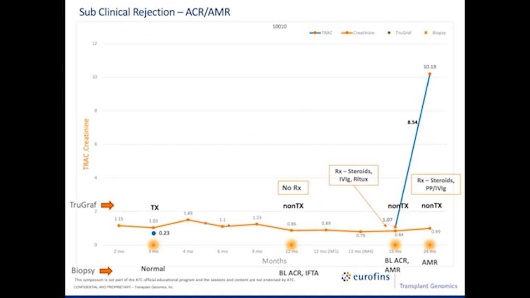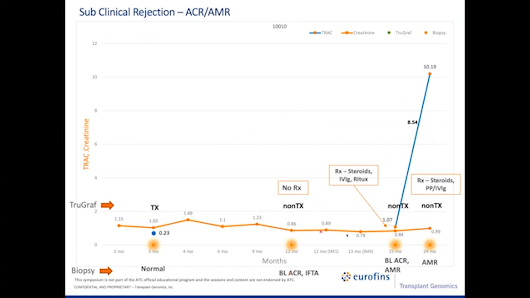Patient cooks along here, doing well. Month 12, now they have a non-TX TruGraf. Biopsy's done, and sure enough, they have borderline subclinical rejection with now grade 1 IFTA, which wasn't apparent at month 3. Now, in the study, we didn't have these TruGraf assays along the way here, but the question is whether earlier on this would have led us to intervene back here and avoid some of the fibrosis we see. But the clinician treating the patient at the time decided not to treat the patient based on borderline infiltrates.